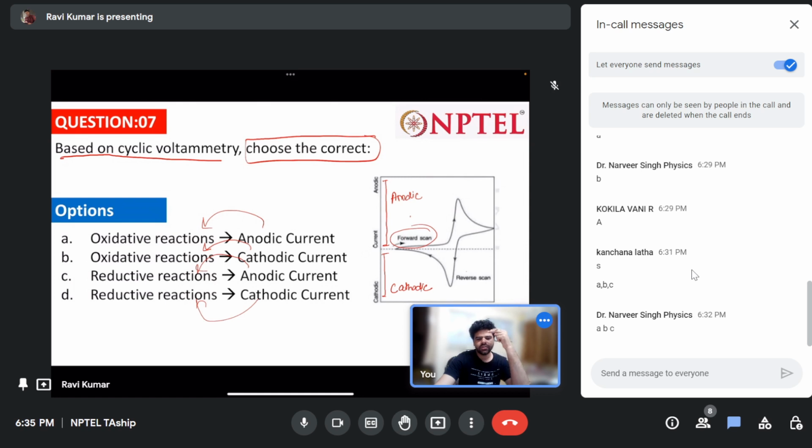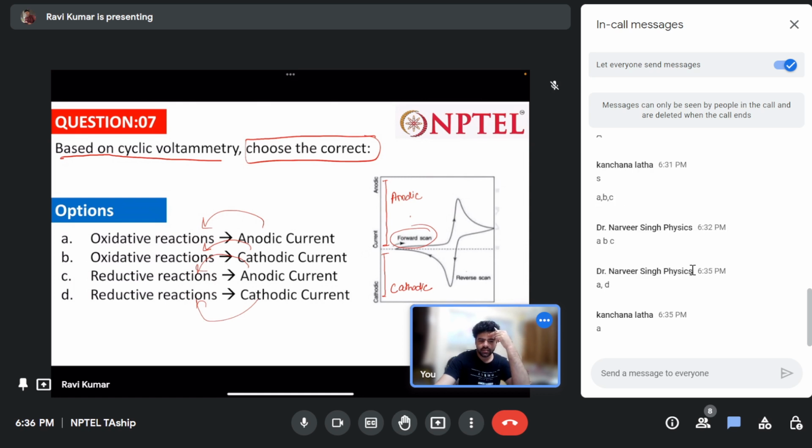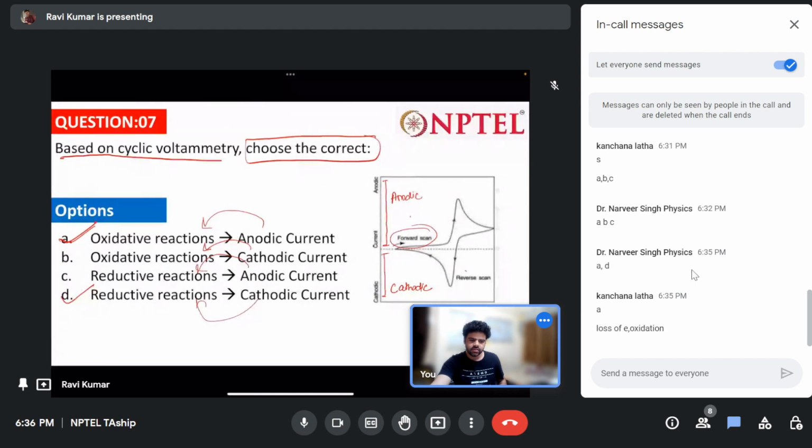Is oxidation taking place here or reduction? Kanchana, Dr. Narveer Singh. Dr. Narveer Singh is saying A and D. Kanchana is saying A. Okay. Loss of electron is oxidation. Okay. Yes, you are right. Option A is correct.